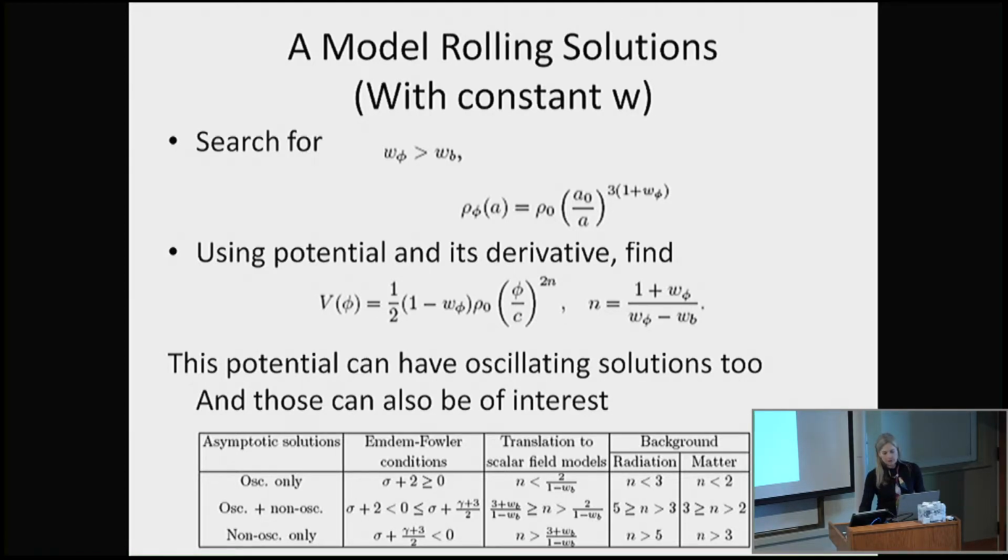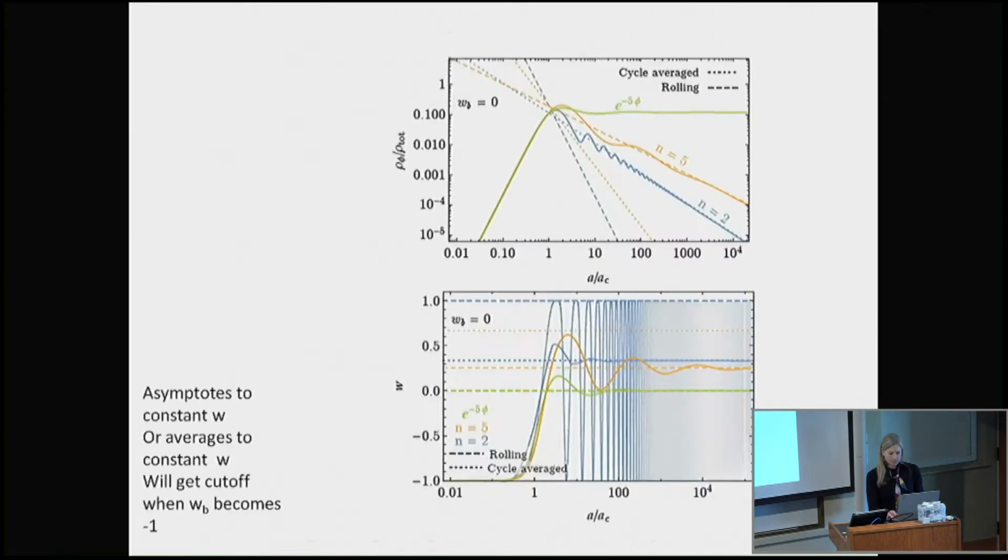For 3 greater than or equal to n greater than 2, you could have either a rolling or a rocking solution, what we're calling a rocking solution, which is to say oscillating. And for n greater than 3, you have only the rolling solutions, only the non-oscillating solutions, okay? So I'll show you some pictures to show what's going on, because it's quite nice.